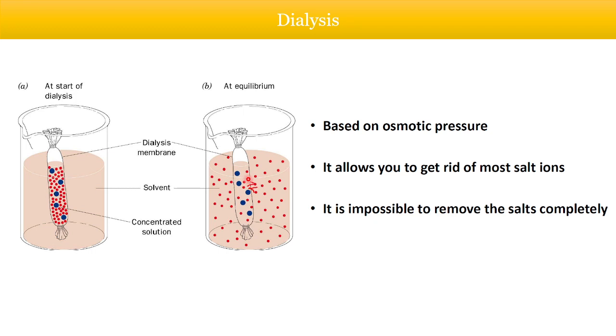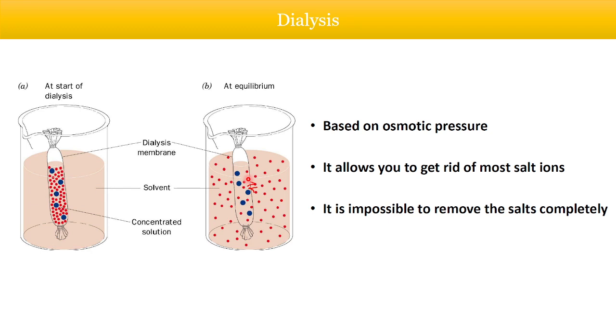Now what happens is that when a certain salt concentration becomes equal outside and inside, there would be no change of any ions. So there can never be a perfect zero or a perfect 100% condition, we all know that. Therefore it is impossible to completely remove the salts. So what dialysis does is it gets rid of the small molecules, you can say the salt ions and everything.